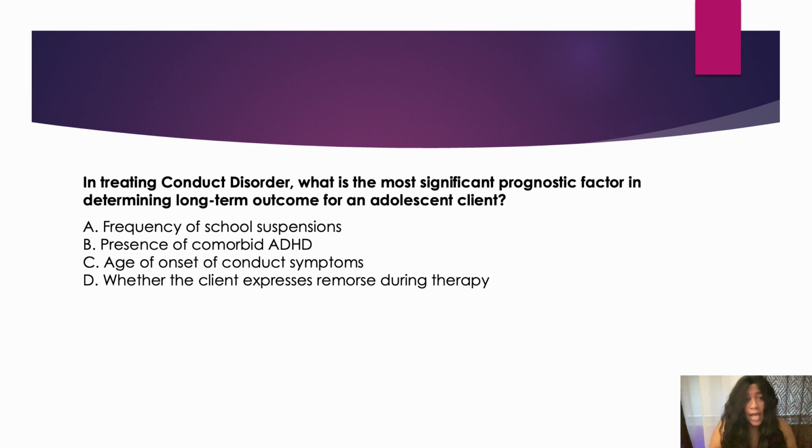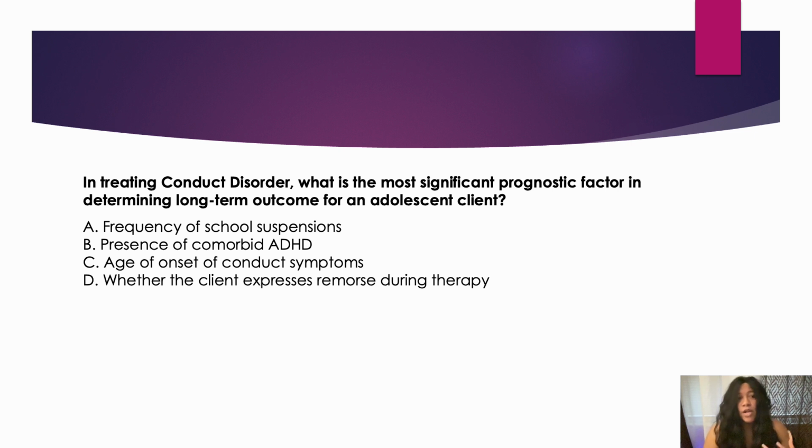So let's look at A, the frequency of school suspensions. No, that doesn't have anything to do with it. The presence of comorbid ADHD has absolutely nothing to do with conduct disorder. Those are two separate diagnoses, so it doesn't make any sense. C says the age of onset of conduct symptoms. That makes sense to me. But let's look at D. Whether the client expresses remorse during therapy. That doesn't have anything to do with it. We are speaking specifically about the long-term outcome for this client when it comes to treating someone with conduct disorder.